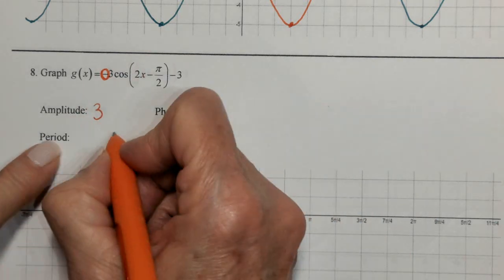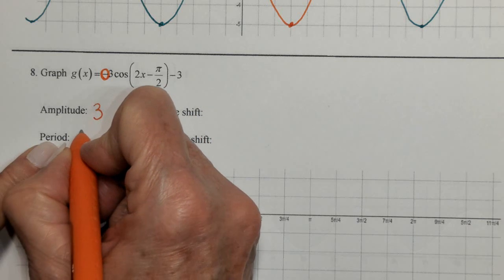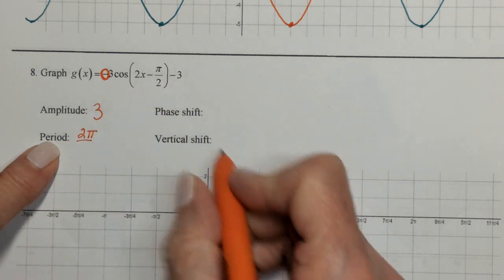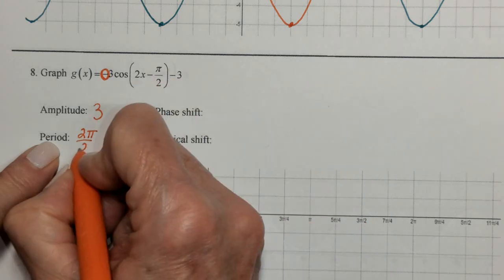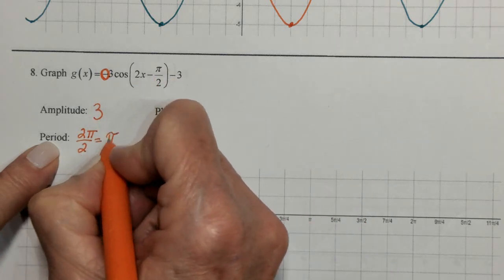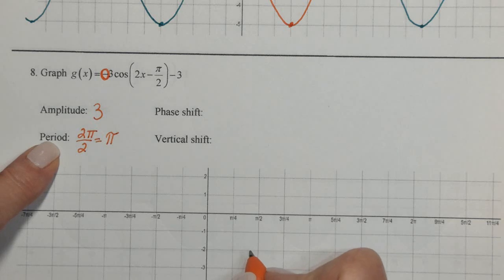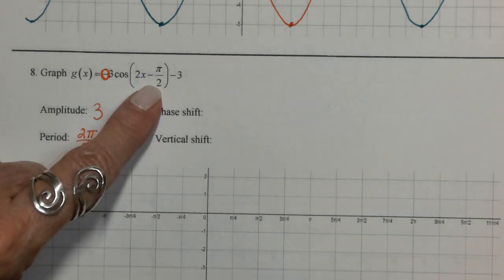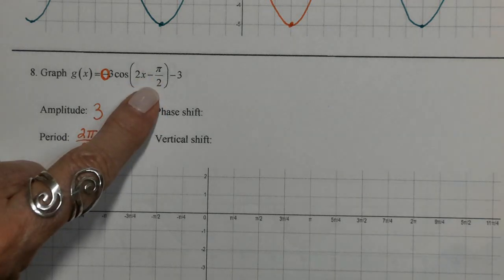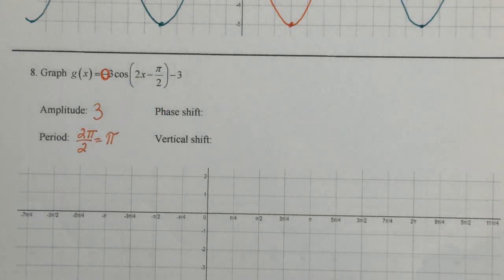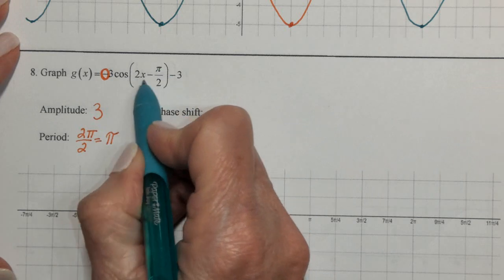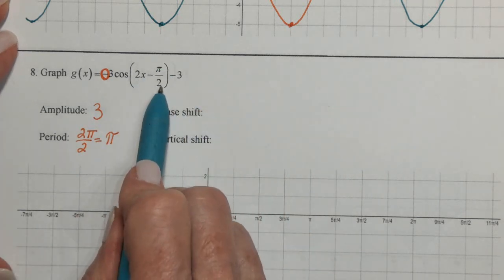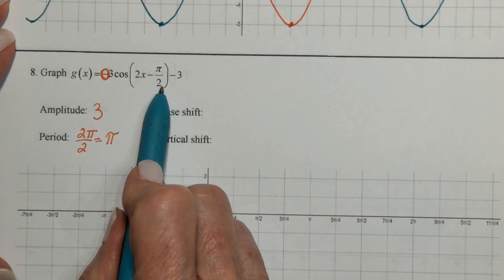Period. Well, the period is the normal period for cosine divided by the x coefficient, and the x coefficient is 2, so the period is pi. Phase shift. We need to be super careful here because this is not in a form where we can see the phase shift yet. Because of the 2x, the phase shift is definitely not going to be pi over 2 units to the right.